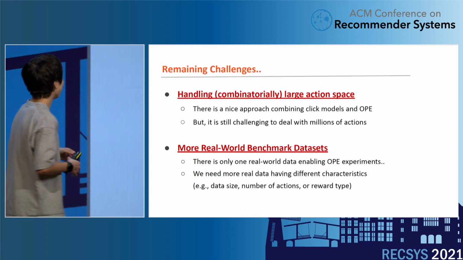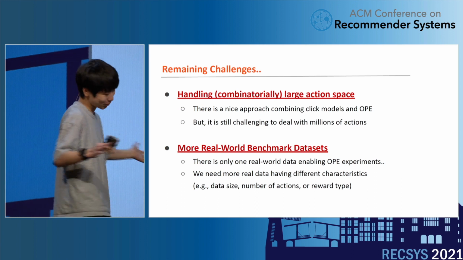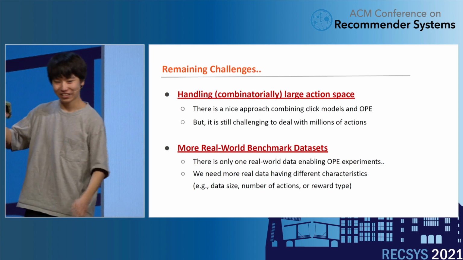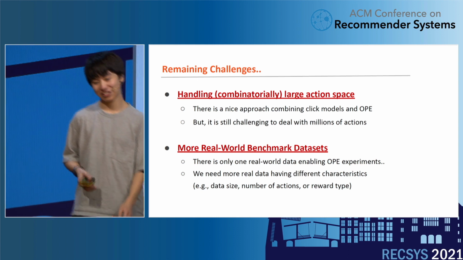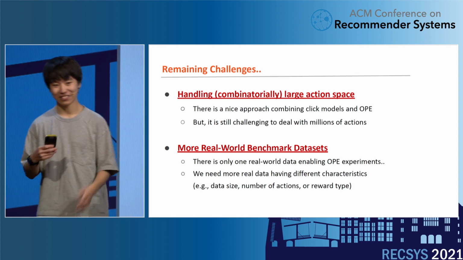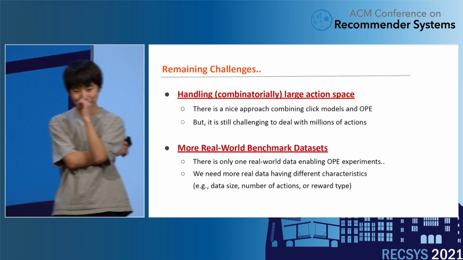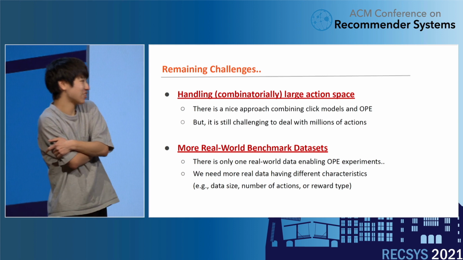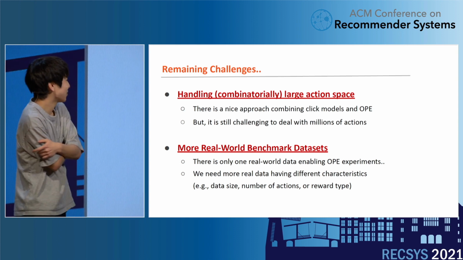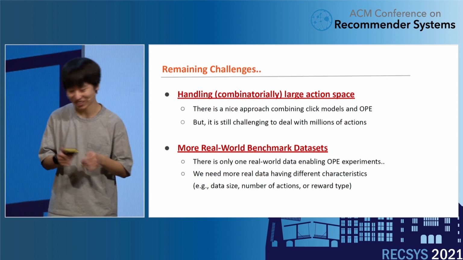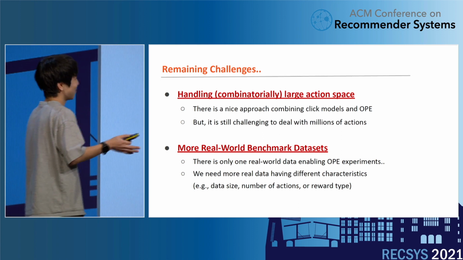So let me also emphasize that the large action space, the combinatorial action space, is a really relevant problem setting to the RecSys community, or the ranking or the information retrieval community. But it is still a very challenging problem. So you have to do some extension or research around this topic. It's going to be very valuable, right?